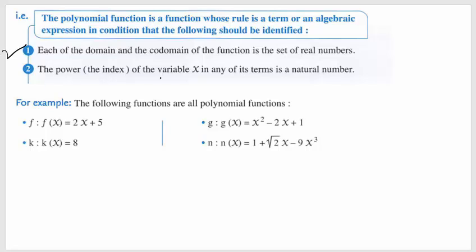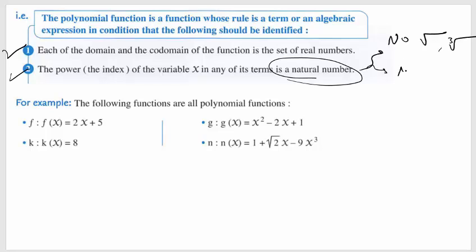The second condition is the power, and sometimes it's called the power index of the variable x, should be a natural number. When I say to you a natural number of the power, you should understand that I have no square root or cubic root of x, no roots, no negative powers, no fractional powers, and no fraction with x in its denominator.